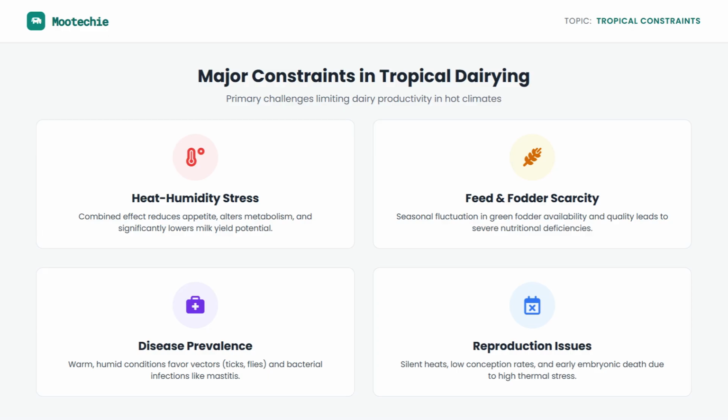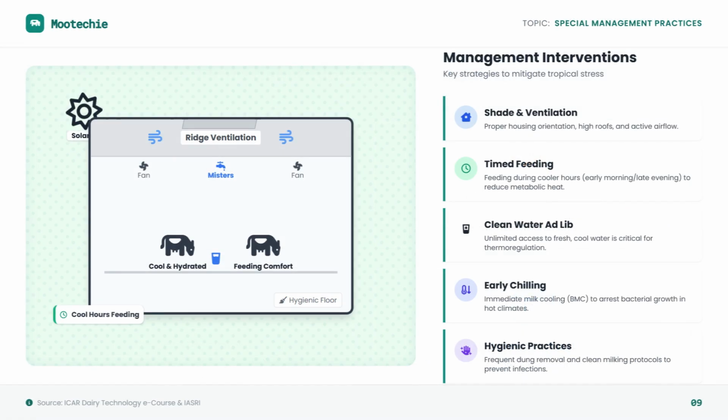To overcome these challenges, specific management interventions are followed in tropical dairying. Providing shade and proper ventilation helps reduce heat load on animals. High roofs and ridge ventilation improve airflow inside animal housing. Timed feeding is practiced during cooler parts of the day. Feeding early morning or late evening reduces metabolic heat production. Clean drinking water must be available at all times. Adequate water intake supports thermoregulation. Early milk chilling and strict hygienic practices help reduce bacterial growth and disease incidence.